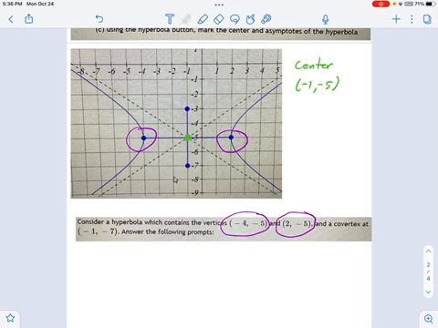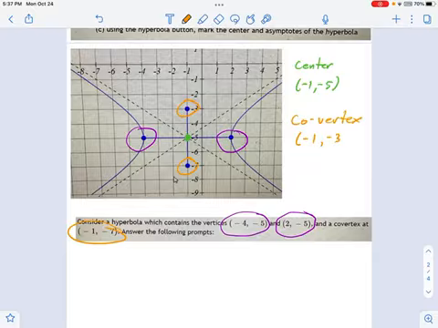Now, the next thing I'm told is that the co-vertex is located at -1, -7. Well, that's down here. And if I look at that center point, I see I'm 2 points down from it, which means the other co-vertex must be here. That's going to be at -1 in x and -3 in y.